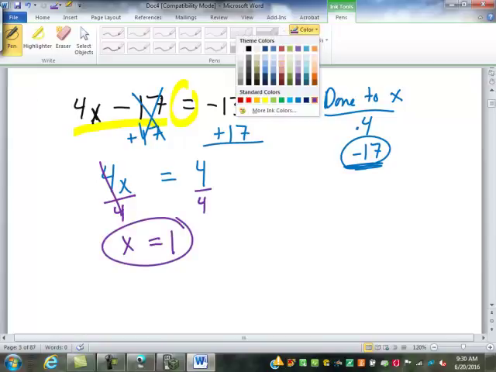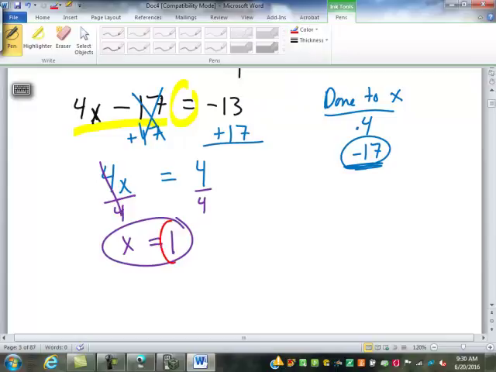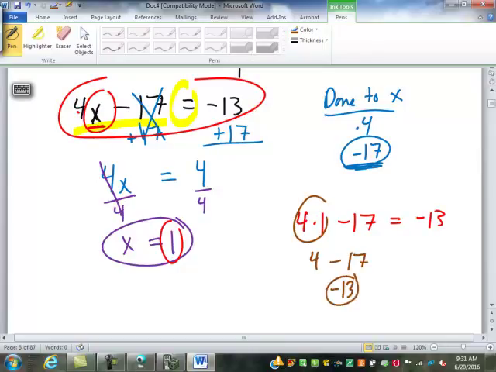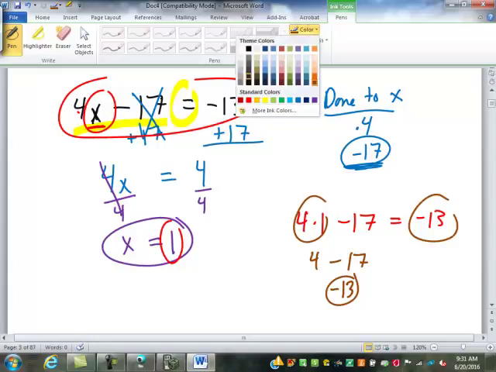Now, as always, we can put that number back in for x and see if this makes this true. So if I put 1 in for x, 4 times 1 minus 17, does that equal a negative 13? Well, 4 times 1 is 4, minus 17 is a negative 13. So yes, we get the same value on both sides of the equation. So the 1 is a correct answer.